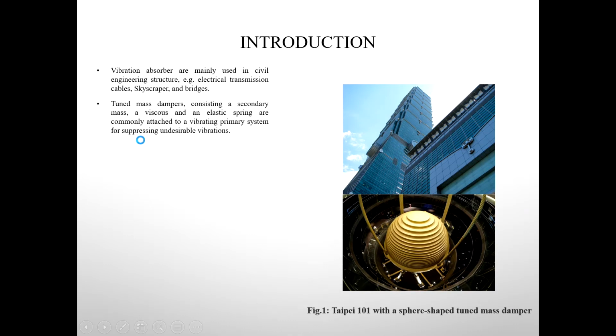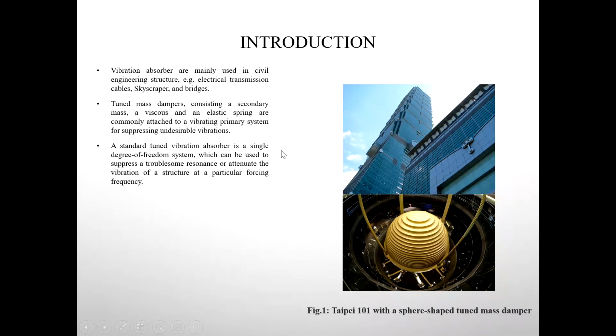Two mass dampers consisting of a secondary mass, a viscous damper, and an elastic spring are commonly attached to the vibrating primary system for suppressing the undesirable vibrations. Closed-form optimal design series are only available for simple systems, for example, a 2 degree of freedom mass spring damper system. So usually they are linear systems.